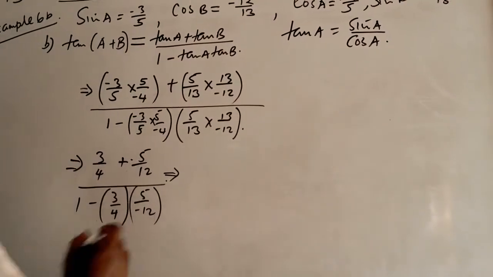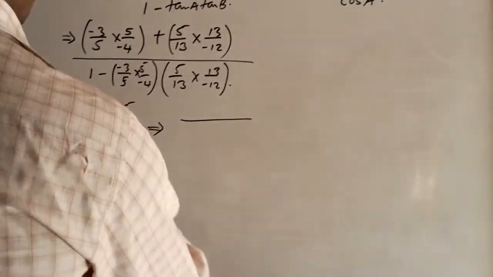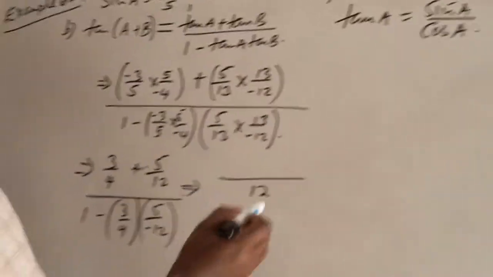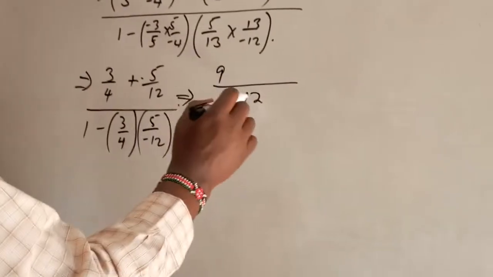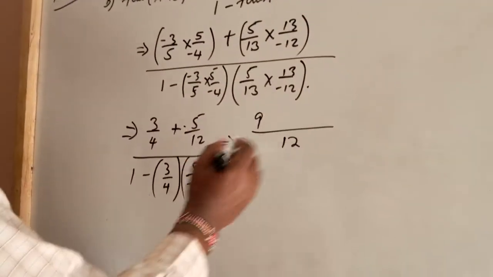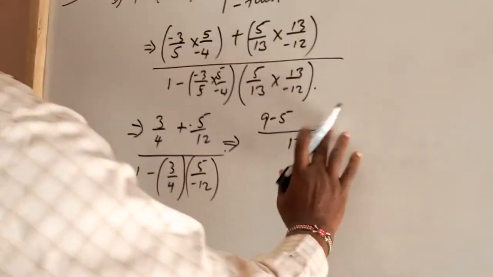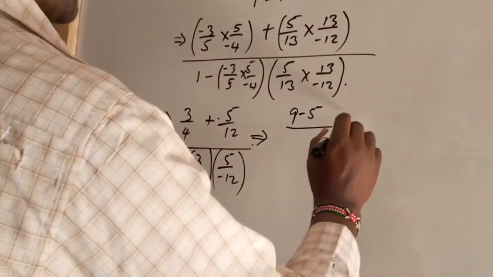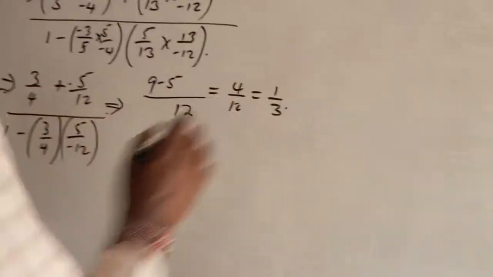So if we wish now to solve the numerator alone, we are going to get the LCM as 12. 12 divided by 4 is 3. 3 times 3 is 9. 12 divided by 12 is 1, times minus 5 is minus 5. So that is the numerator, which is basically 4 out of 12, or a third.